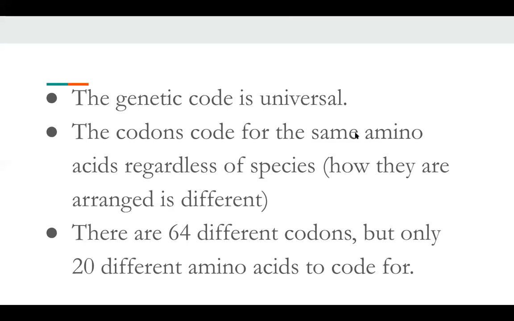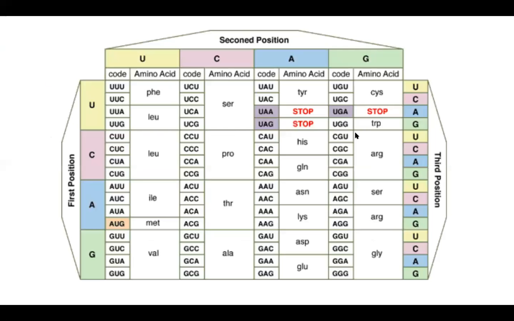Okay, the genetic code is universal, which means codons code for the same amino acid regardless of species. So if you looked at the genetic code of, let's say, an earthworm and what amino acids it was coding for, they would be coding for the same amino acids that are in us. The sequence would be different. There are 64 possible combinations of those bases, but only 20 amino acids. So as you will see, some amino acids are coded for by more than one codon.